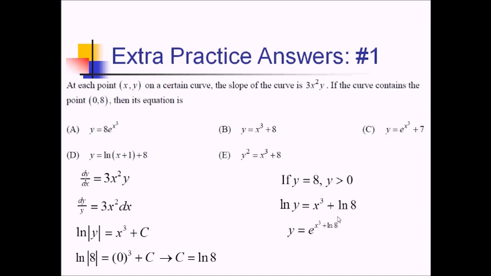And I said we're almost there, but you'll notice this is not in any of the answer choices. That's because this ln of 8 can actually be split off. We can say e to the x cubed times e to the ln of 8. And e to the ln of 8, of course, is just 8. So we can rewrite this as 8 e to the x cubed. And that's going to give us, let's see, answer choice A.